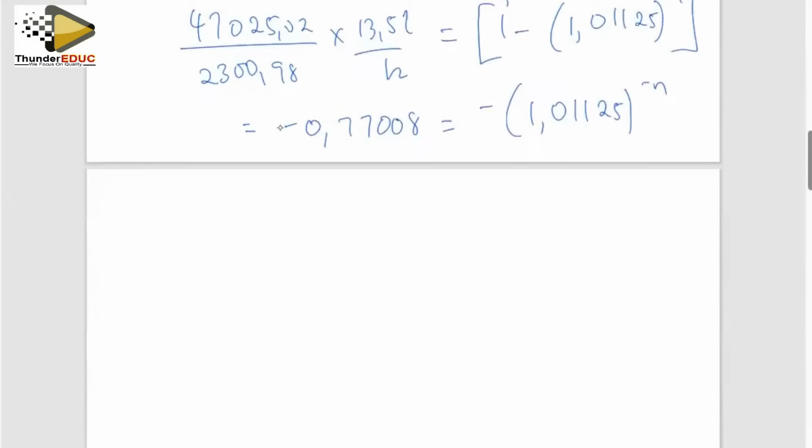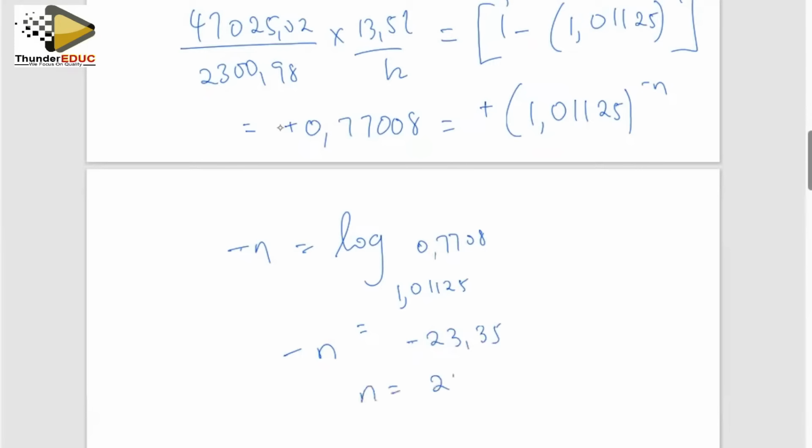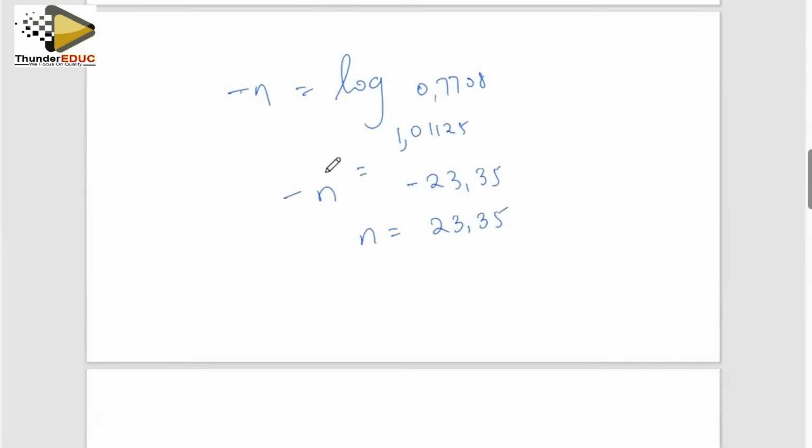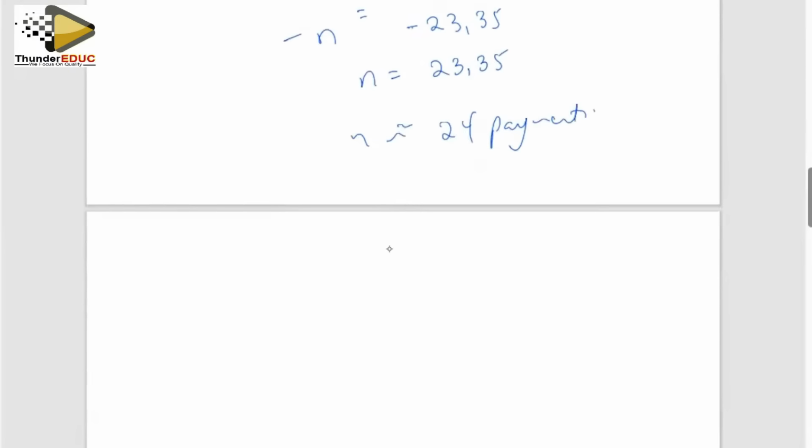Divide both sides by negative and then apply the logs. Okay, that will be positive, and then negative n is equal to the log of 1,01125, 0.7708. So negative n is giving me negative 23.35, which means we're gonna have 23.35 payments, which is like 23 full payments, and then there's an extra, which means n is approximately 24 payments that must be made.